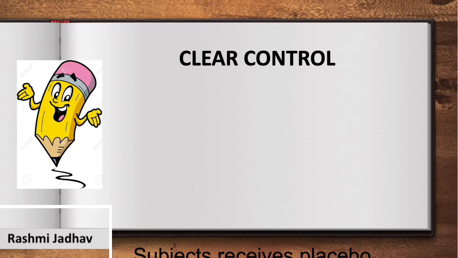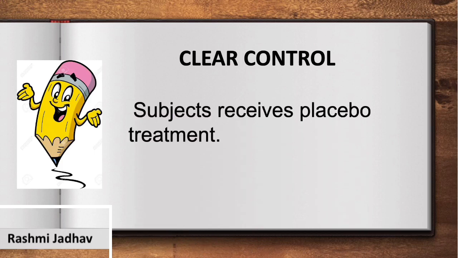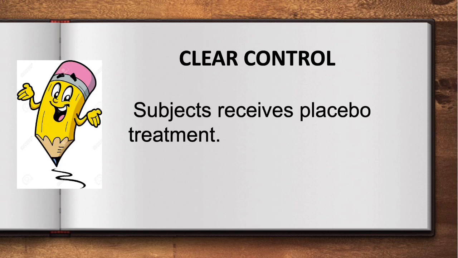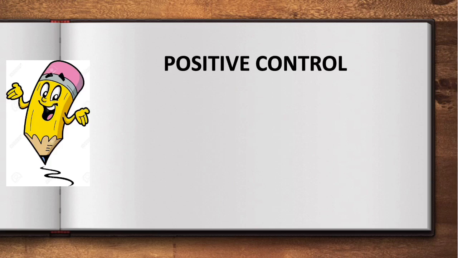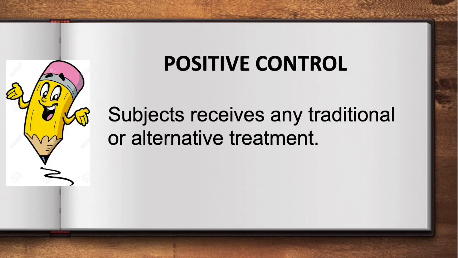Next is clear control. In this type of control, subjects receive placebo treatment. Placebo treatment means which has no therapeutic effect. Third is positive control. In this type of control, subjects receive any traditional or alternative treatment. For example, if a researcher is conducting a study on the effectiveness of betadine versus hydrogen peroxide on pin site infection, here the subjects of the control group receive hydrogen peroxide as an alternative treatment, right? So this is positive control.